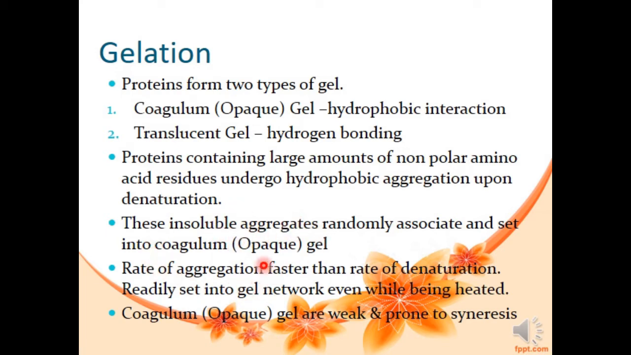So the rate of the aggregation will be faster than the rate of denaturation, meaning it aggregates faster than the rate of denaturation itself. And it can even form gel while being heated due to the faster aggregation compared to the denaturation. However, this kind of gel, opaque gel or coagulant gel, is weak and easily prone to syneresis. So what does syneresis mean? Syneresis means the oozing out of water from the gel network.